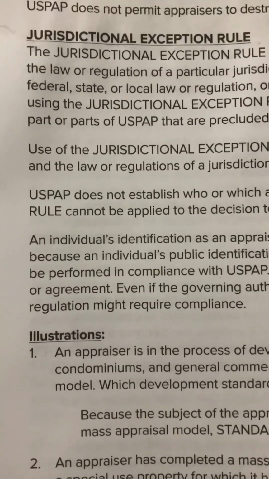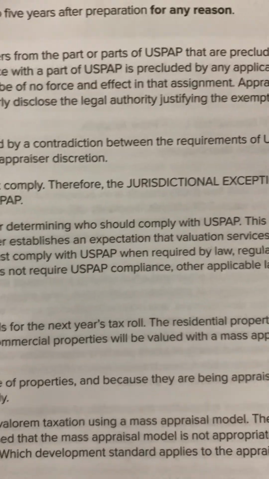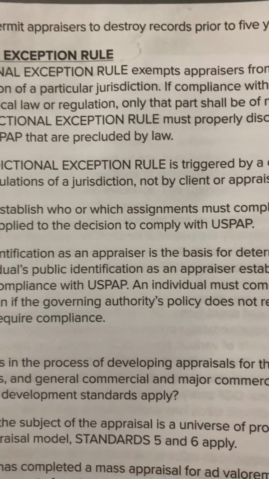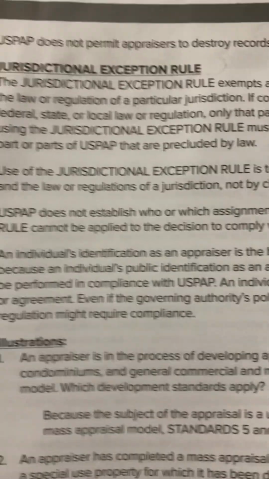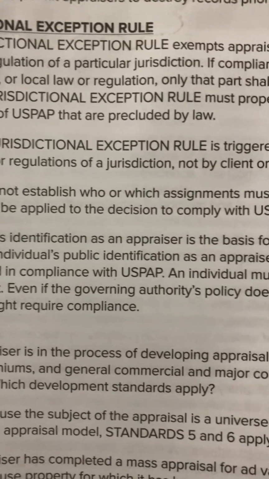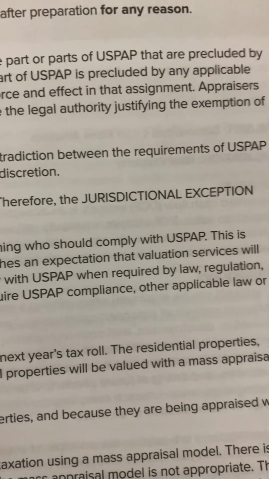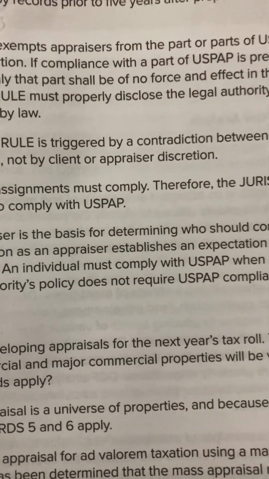Jurisdictional Exception Rule. The Jurisdictional Exception Rule exempts appraisers from the part or parts of USPAP that are precluded by the law or regulation of a particular jurisdiction. If compliance with a part of USPAP is precluded by any applicable federal, state, or local law or regulation, only that part shall be of no force and effect in that assignment. Appraisers using the Jurisdictional Exception Rule must properly disclose the legal authority justifying the exemption of part or parts of USPAP that are precluded by law.